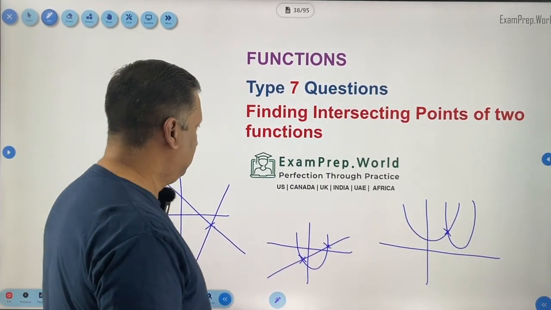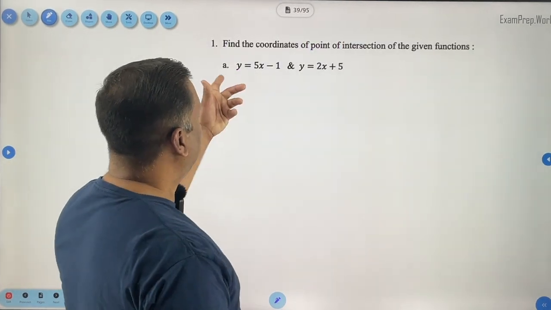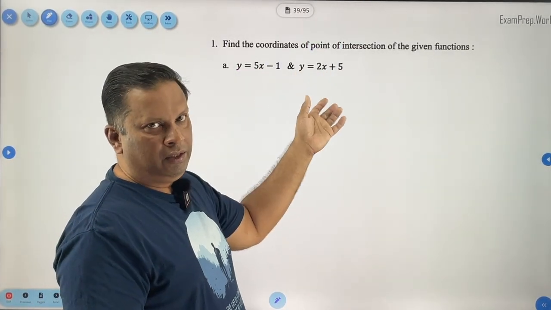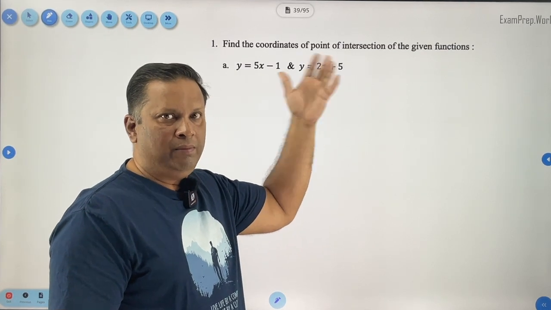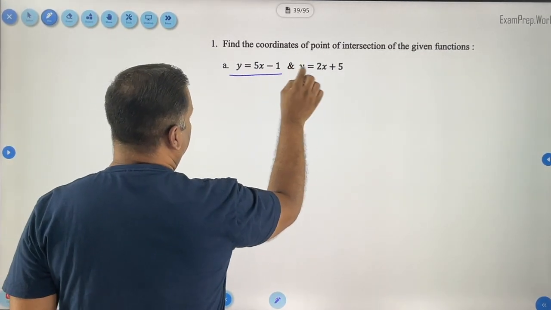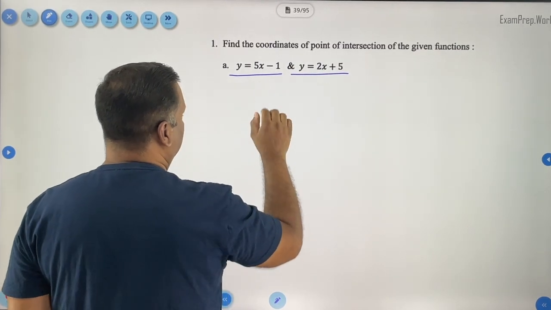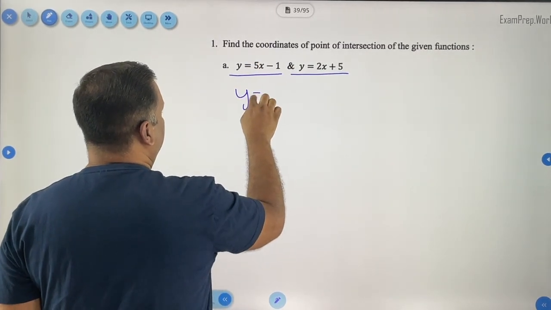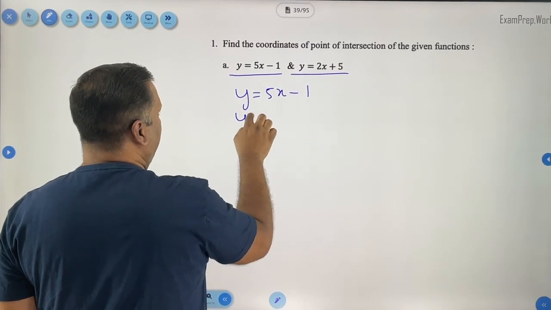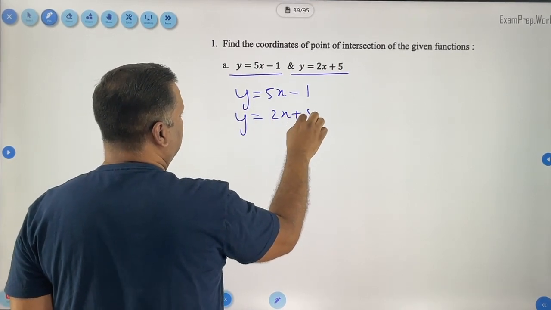So let's do the questions here. What is this? Linear equations. The other way of looking at it is we are actually trying to solve simultaneous equations. So we have, this is a straight line, this is a straight line, right? What I will do, y equals 5x minus 1. Under this, I am going to write y equals 2x plus 5.